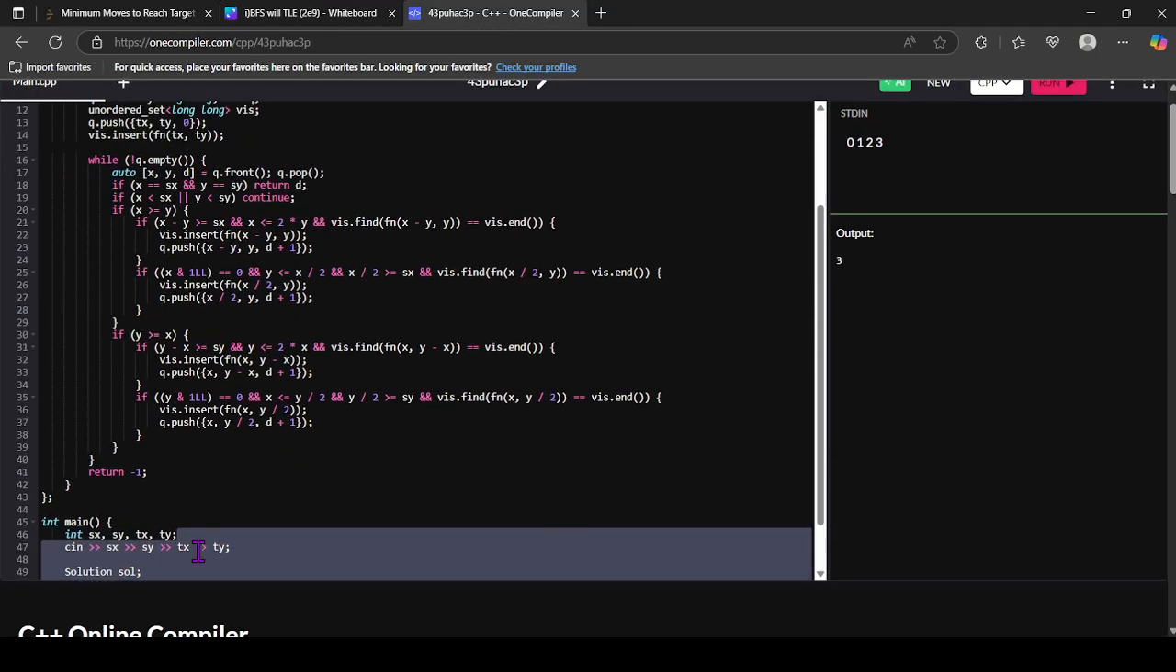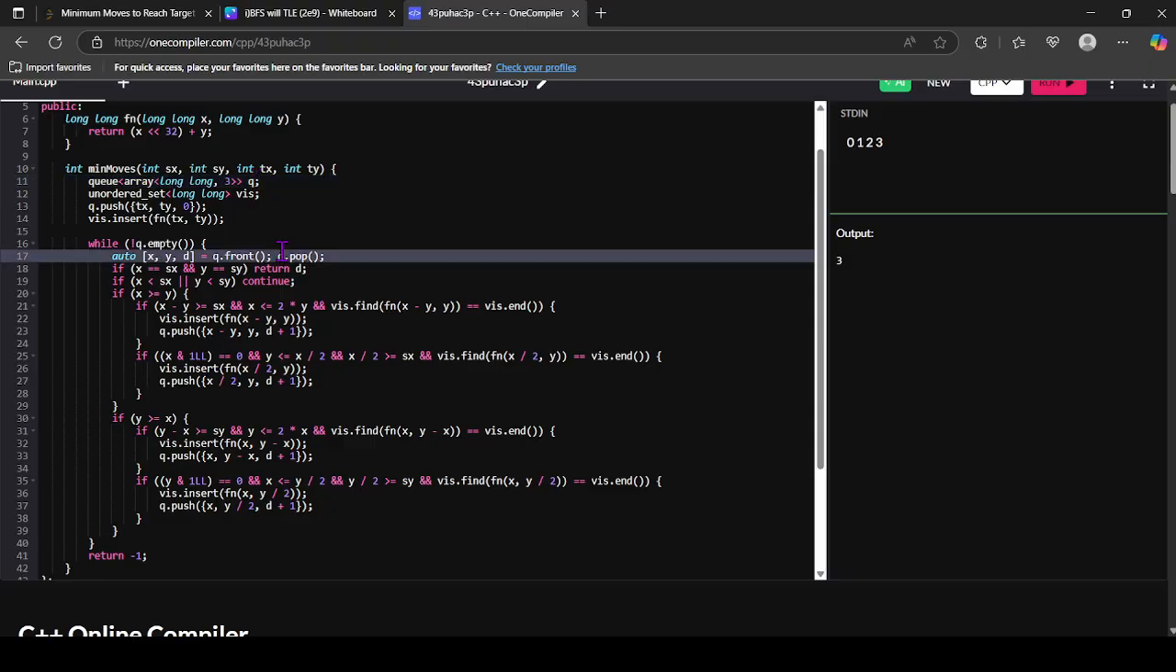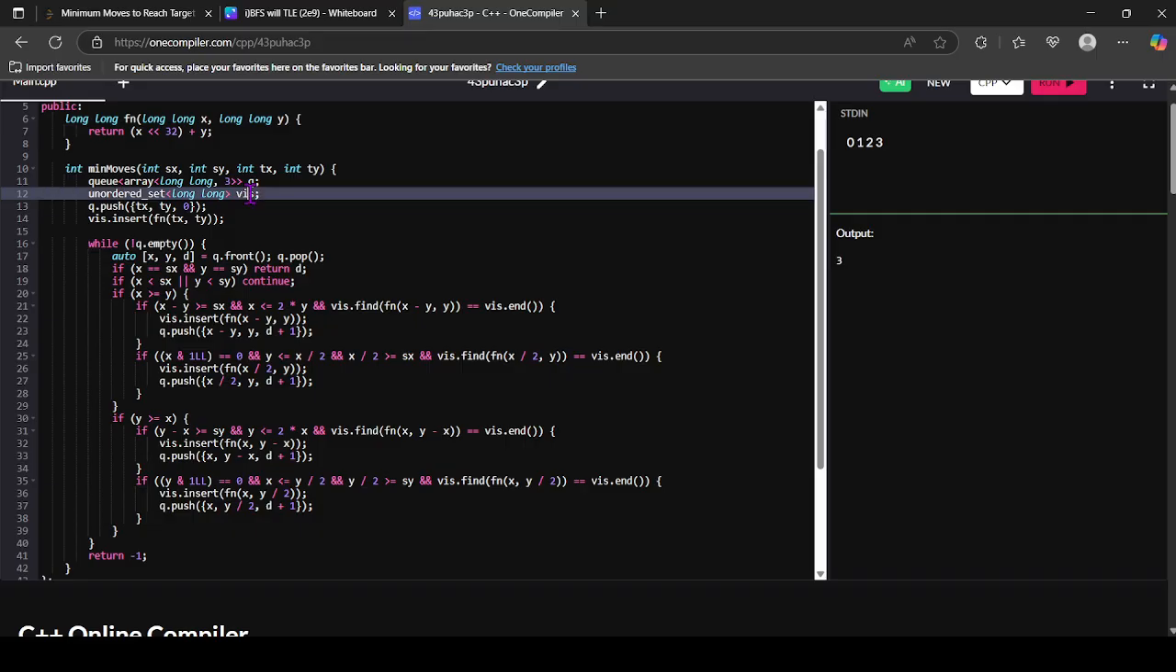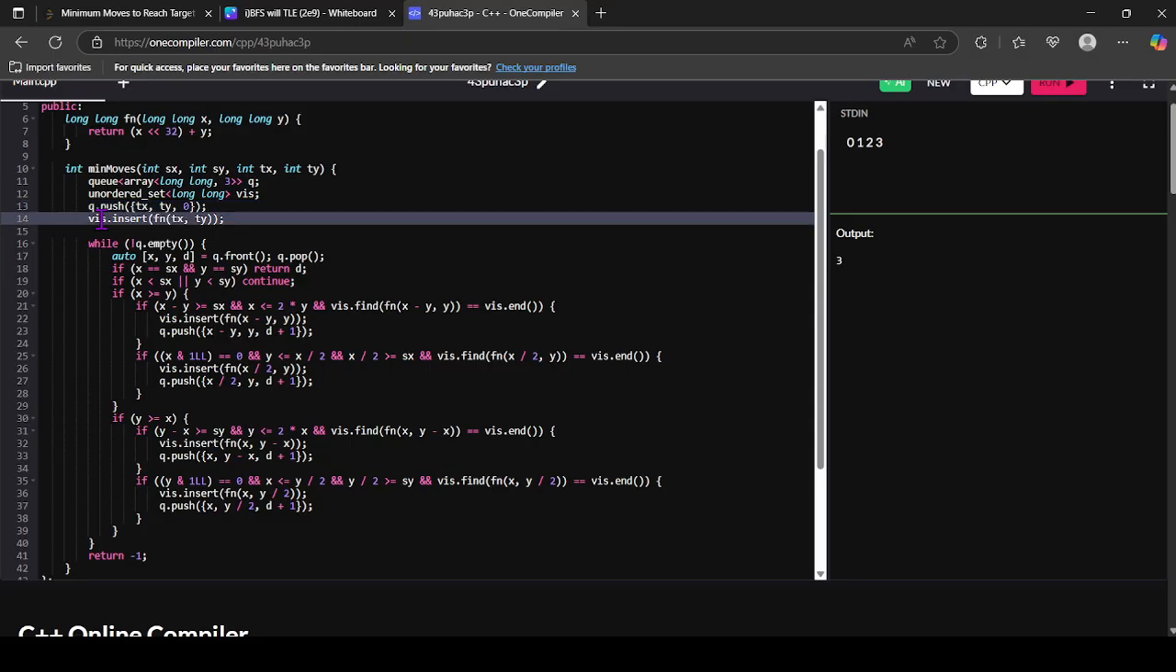This is inputting and finding the answer. So initially, we want q, because x coordinate, y coordinate, and the distance so far. And we are using another set to find the unique hash values of the pair x, y. Initially push tx ty comma 0, because we are coming from backward, and 0 is the initial step to reach itself, because we are assuming that we are initially at the last point and we are finding the minimum steps to reach the original point. And insert the hash function of tx comma ty.